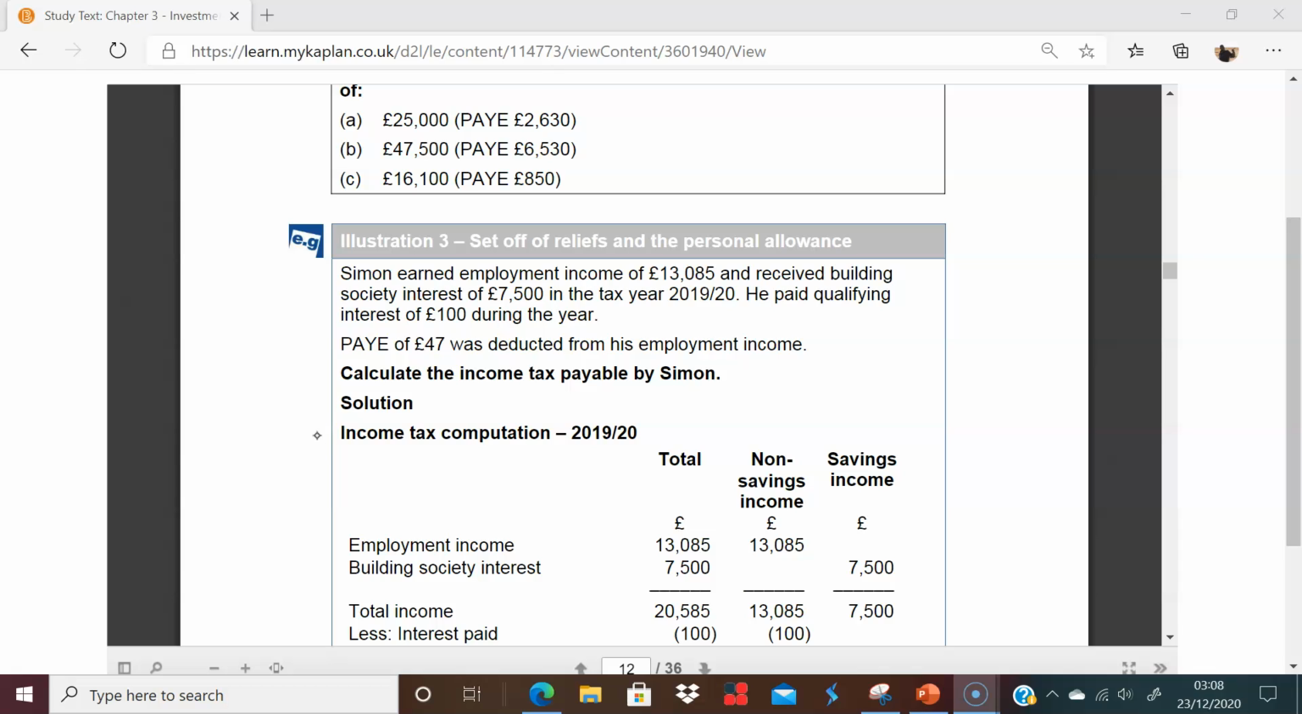And then we discussed this idea that because you're filling out a self-assessment form, you're including non-trading income and all income. But you're also being paid. So the people at the payroll office have already ensured there's been a deduction of 47. So that has to be taken into account.